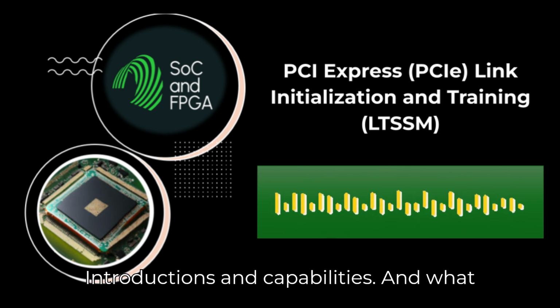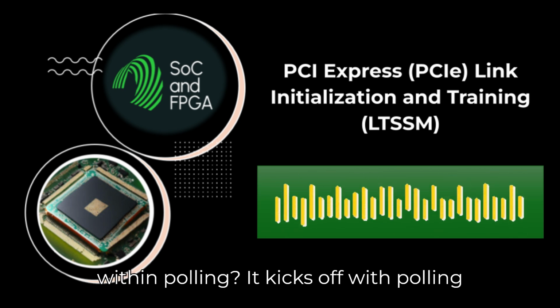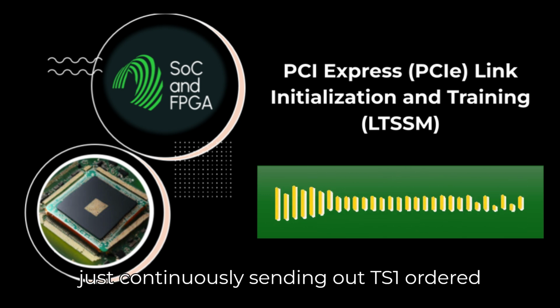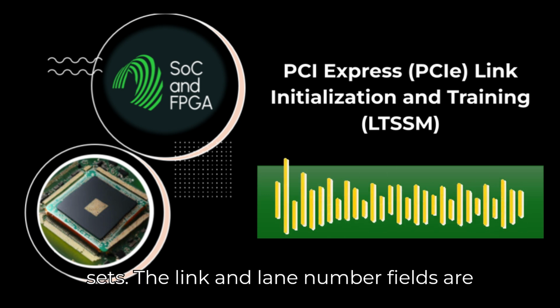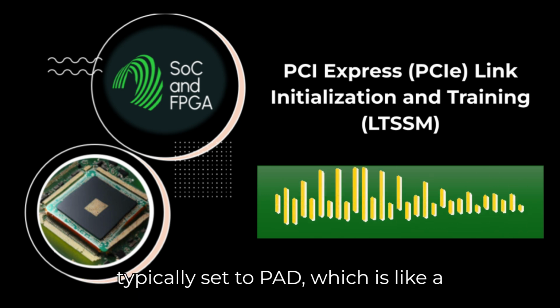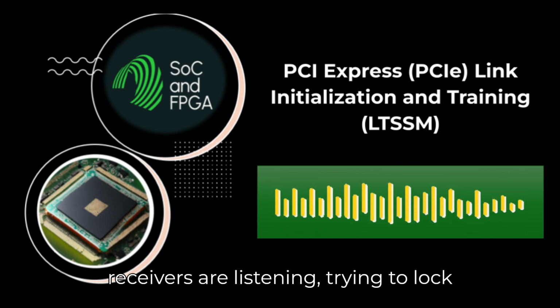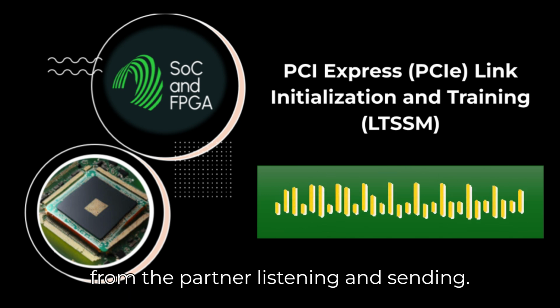Got it. Introductions and capabilities. And what are the main activities or substates within polling? It kicks off with Polling.Active. Here, both transmitters are just continuously sending out TS1 ordered sets. The link and lane number fields are typically set to PAD, which is like a null value. While they're sending, their receivers are listening, trying to lock onto the incoming TS1s or TS2s from the partner.